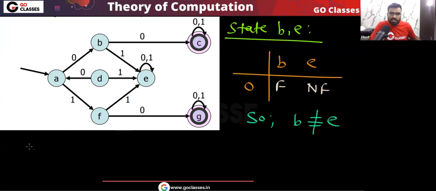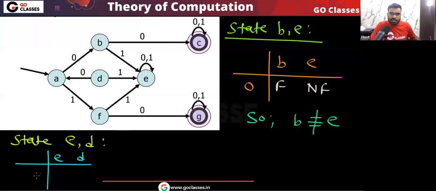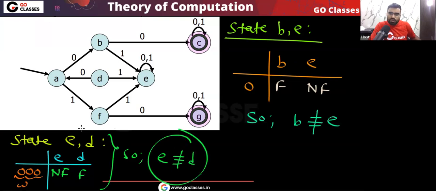What about state E comma D? Are they distinguishable or not? You can easily see, for example, on the string 0, 0, 0, on this string W, what will happen? State D will go to final and state E will go to non-final. Yes or no? So that is the reason I can say that they are also not equivalent. E is not equivalent to D. Is this point clear?